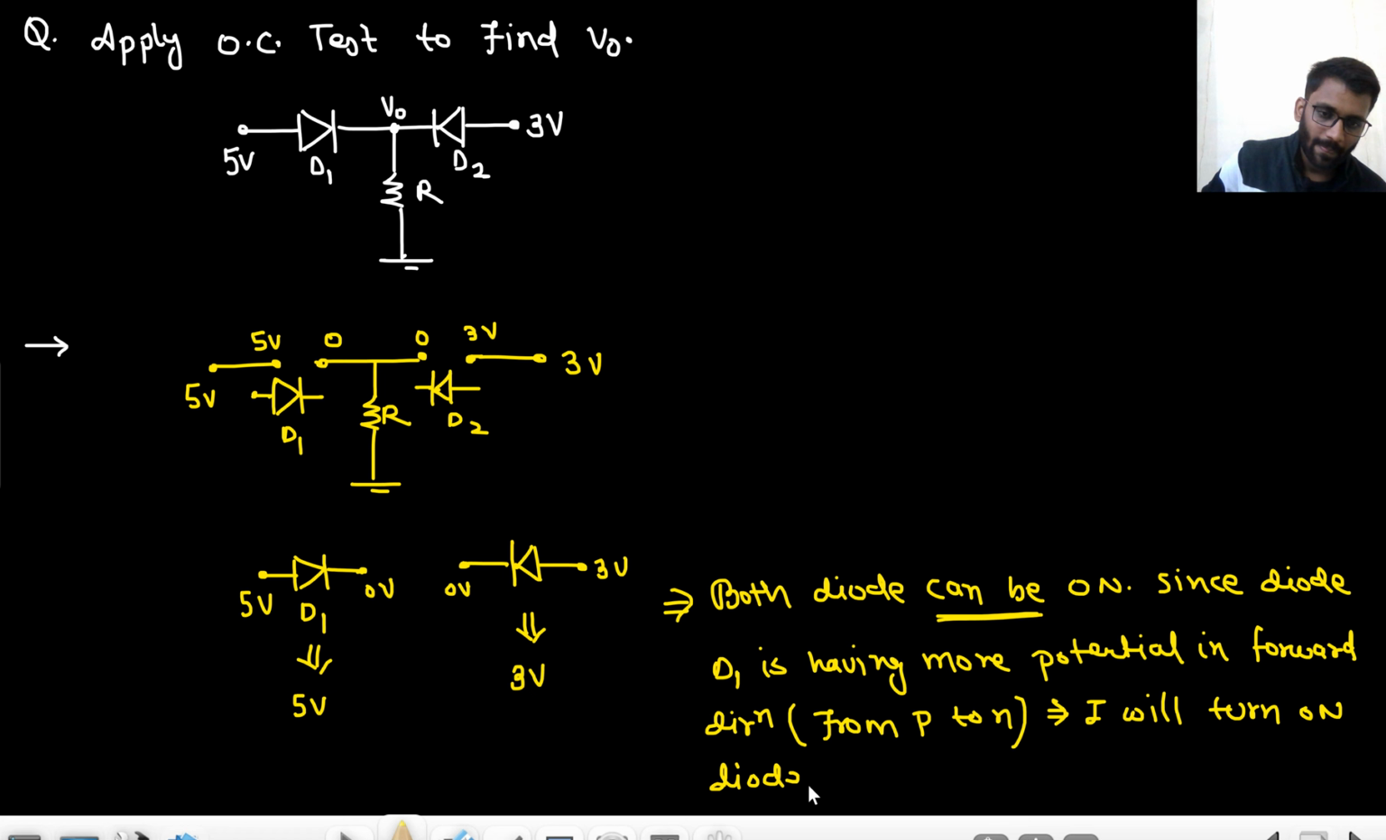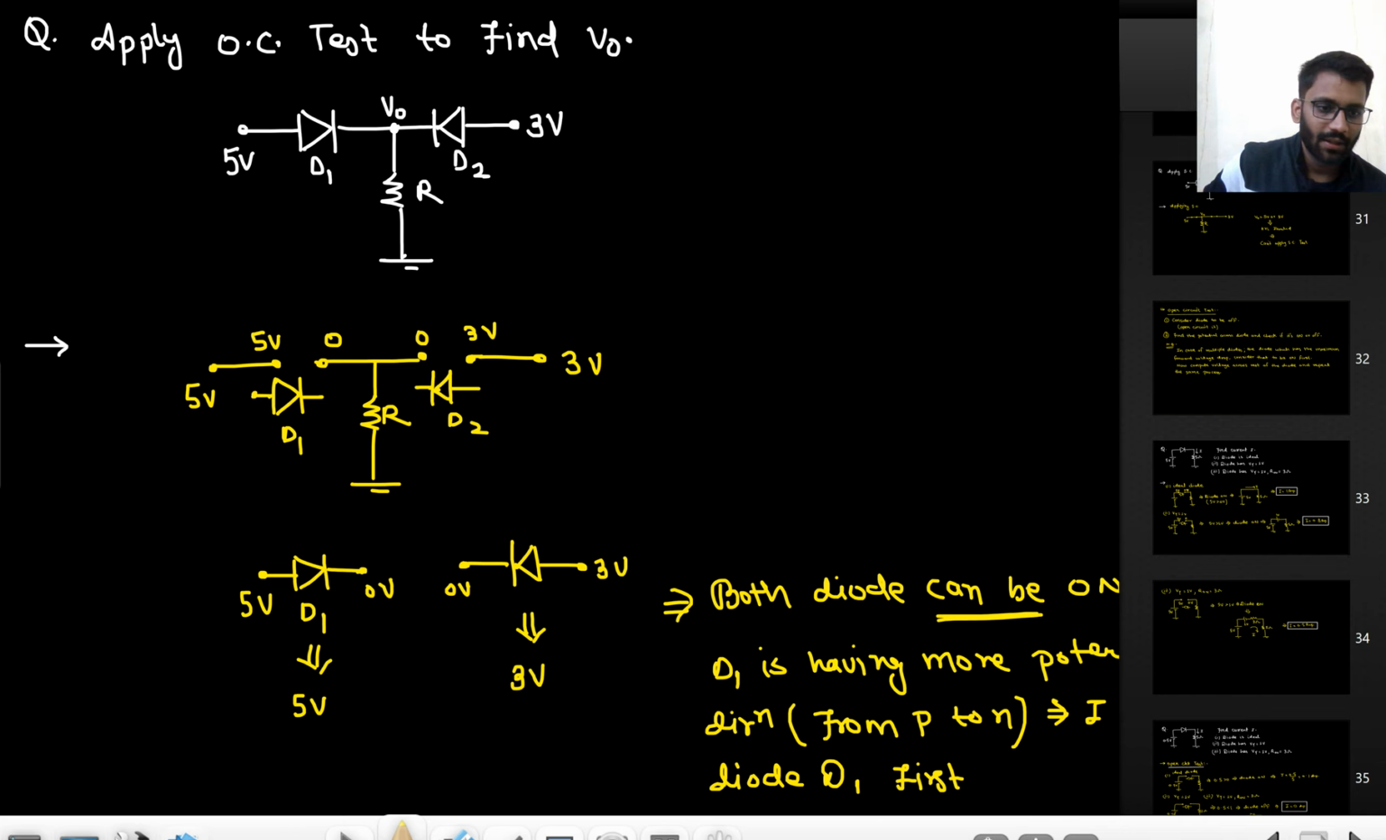Now my diode D1 will be turned on. I will have to add a page. So my diode D1 will be turned on and diode D2 remains there as it is, that means it will be turned off only. So my diode D1 is turned on now. So here I am having 5 volt. This was my resistance R. This is open circuited here. And this is 3 volt. What is the direction? Direction is this.